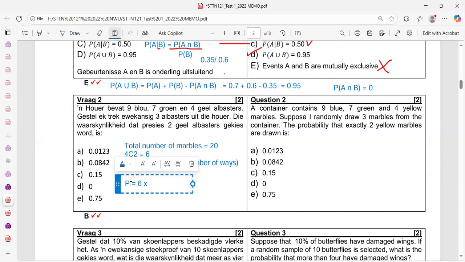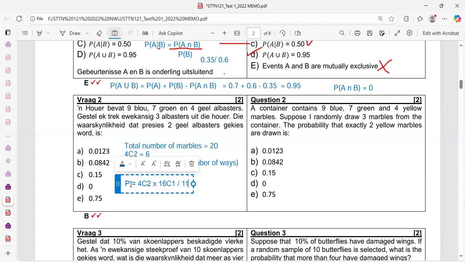Out of 20 marbles, we will be left with what? If we say 20 minus 4 of them, the yellow marbles, we will be left with 16, and 16 combination 1. I can write this question just like this: the first one, 4 combination 2, and then multiply by, using the method on the slide, 16 combination 1.